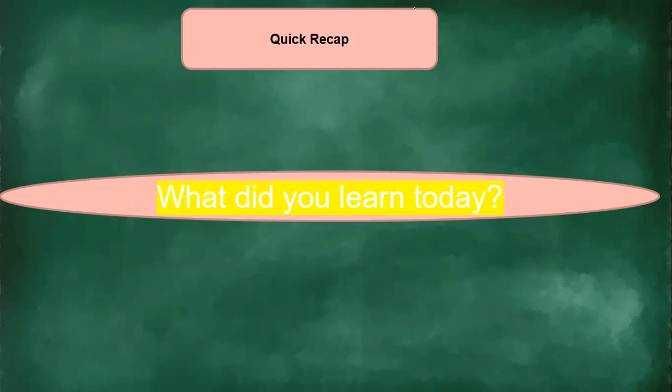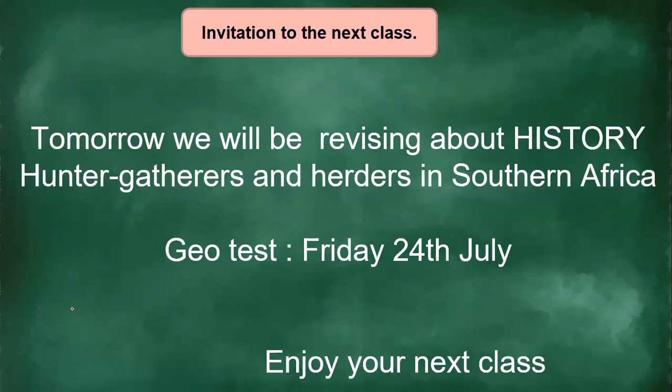You can also check our yesterday's lesson on YouTube. You just write grade 5 social sciences. You will get it there, okay? And you'll be fine. Then, here we go. Tomorrow, we will be revising about history, focusing on the hunter-gatherers and herders in South Africa, okay? And then the geography test will be on the 24th of July, okay? Friday, next week, the 24th of July.